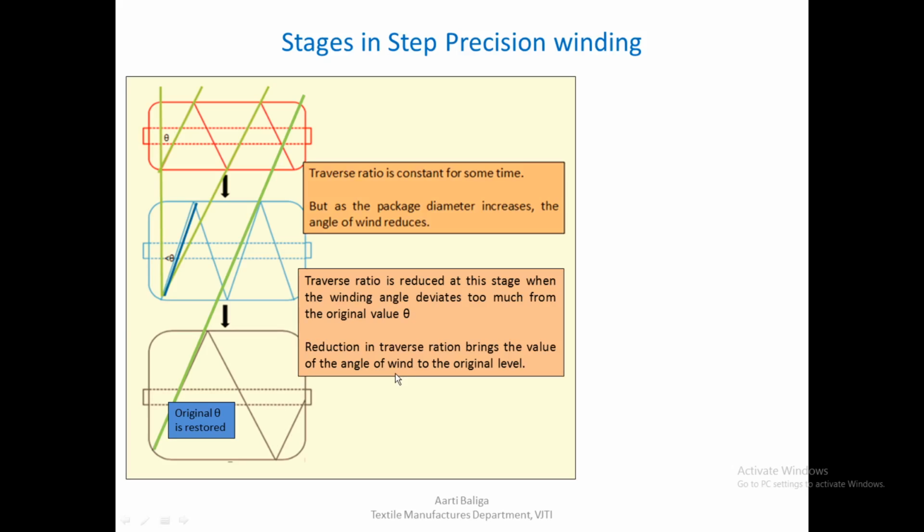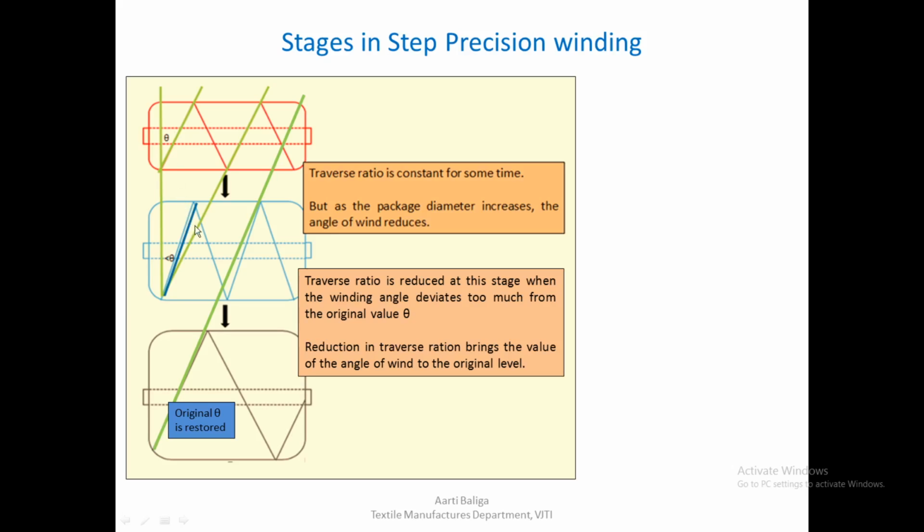So what steps do I need to take to get this step precision winding done and try and keep the package density constant? So first of all, in the beginning, this was the empty package that we see, and the angle of wind is say theta. So over a period of time, the traverse ratio is going to be constant for some time. So as the package builds up, this is the package size now. The traverse ratio is constant. All right. When the traverse ratio is constant, but what happens is it will start affecting this theta over here.